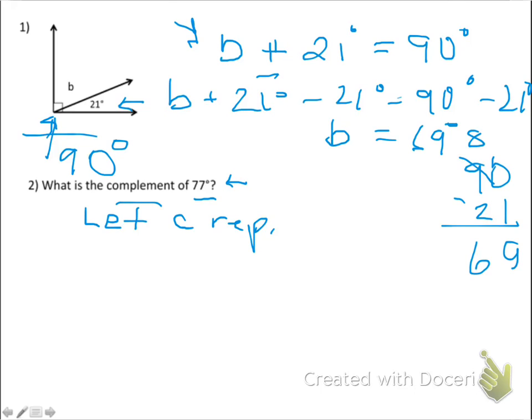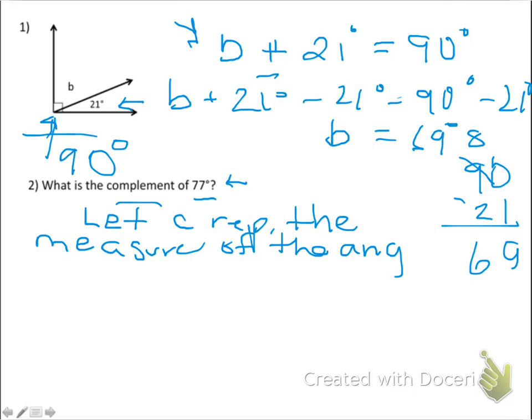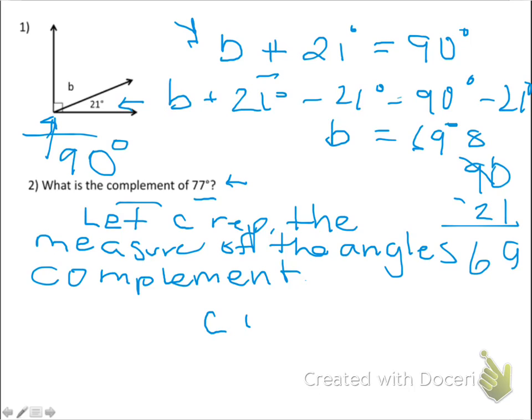The measure of the angle's complement. Okay, now that we have our let statement done, we need to write this as a problem. Well, we know that whatever C is, plus 77 has to be 90 degrees. So I'm going to write C plus 77 degrees is equal to 90 degrees.